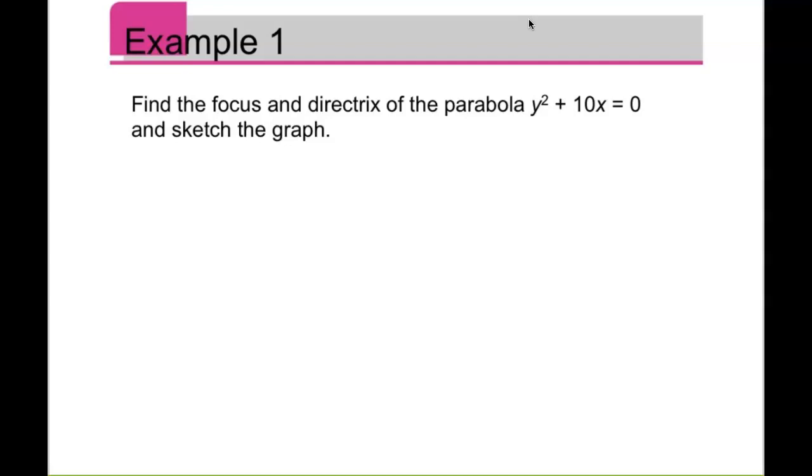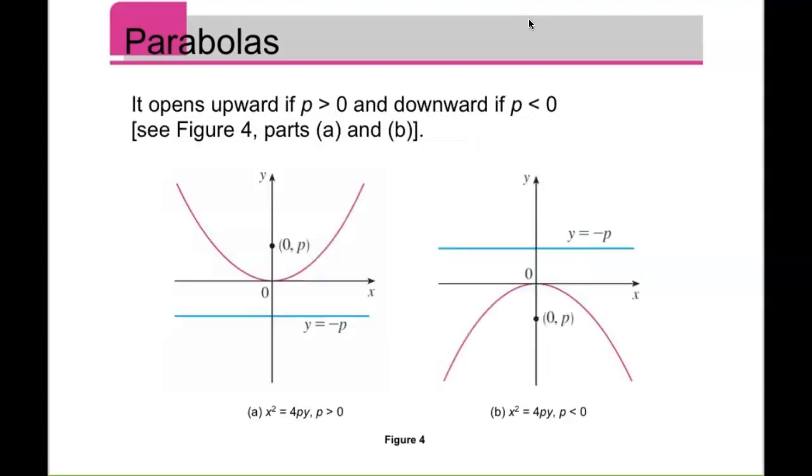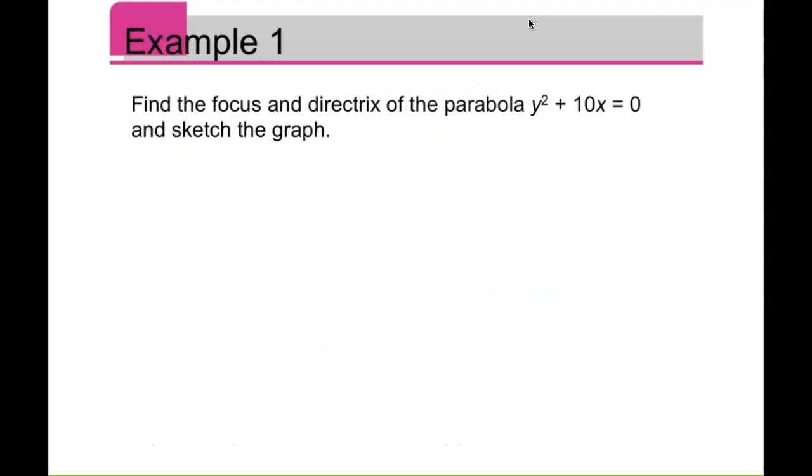All right, let's do an example. Find the focus and the directrix of the parabola y squared plus 10x equals 0, and sketch the graph. All right. So we're going to put it in that form that I gave to you guys in the blue box, just because that's the easiest form to identify what p is. But right away, you should notice, since y is the variable that's squared, this is going to be a sideways opening parabola, right? So I'm just going to put it in that form, y squared equals negative 10x.